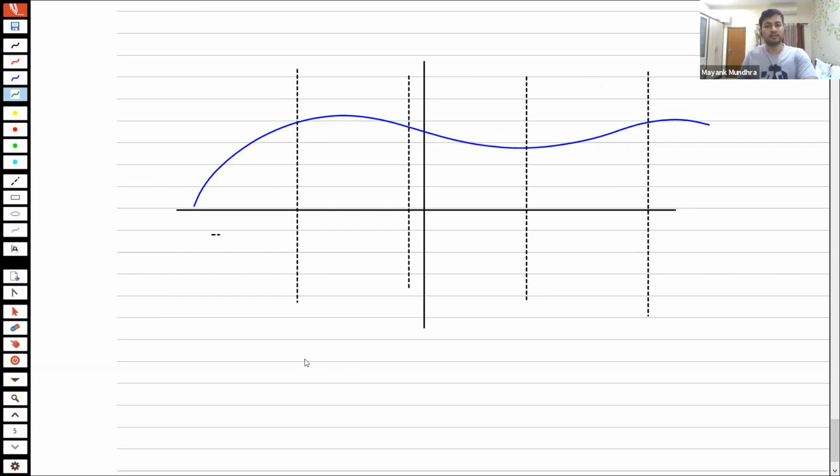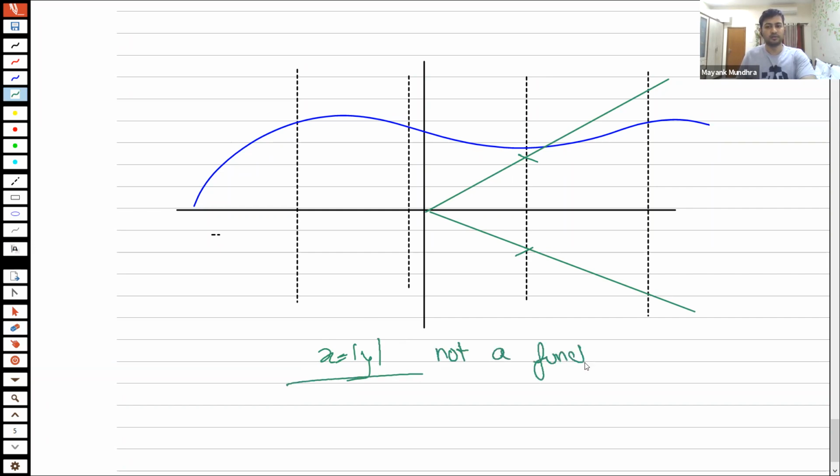Suppose I define something, not necessarily a function, but I define this as y squared equals, or rather x equals mod y. I know that x equals mod y looks like this. I just saw this earlier today. So now when you draw a vertical line here, it is hitting this graph twice. So x equals mod y is not a function, because the vertical line is hitting it twice.